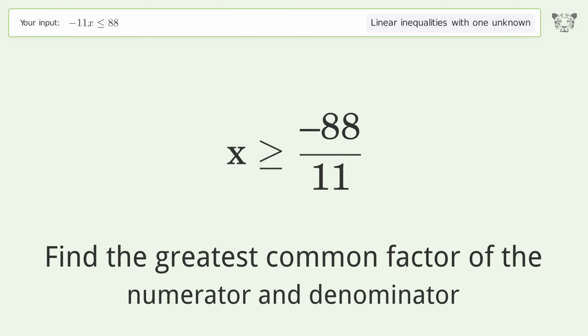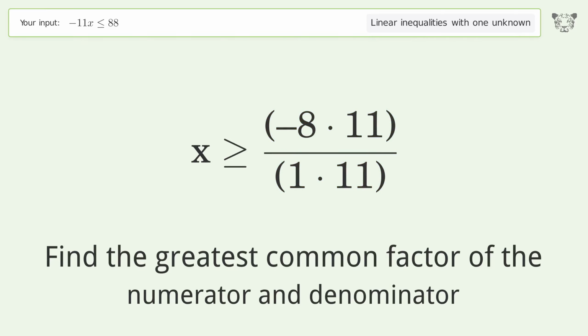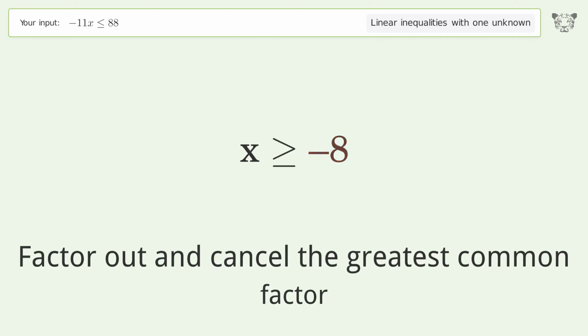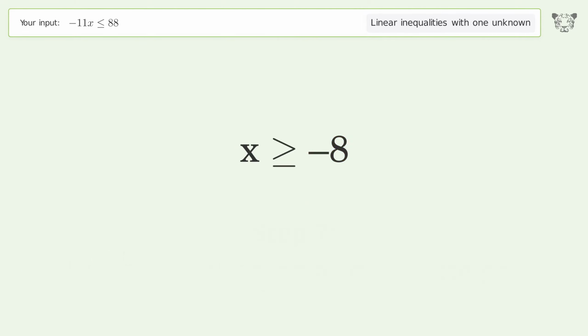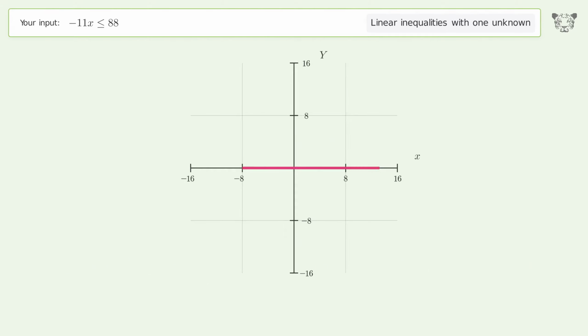Find the greatest common factor of the numerator and denominator. Factor out and cancel the greatest common factor. Plot the solution on a coordinate grid. And so the final result is x equal or greater than -8.